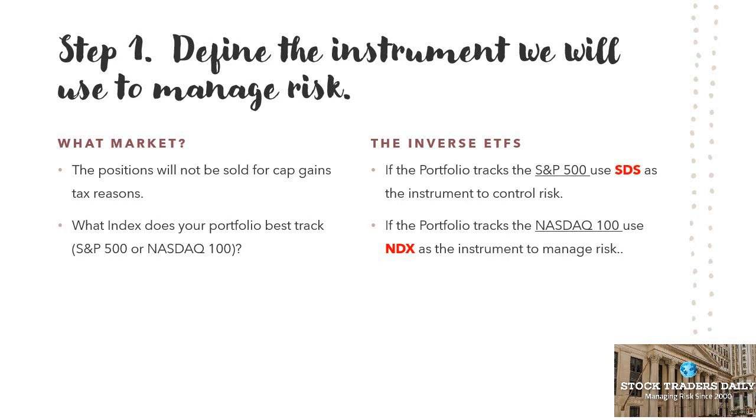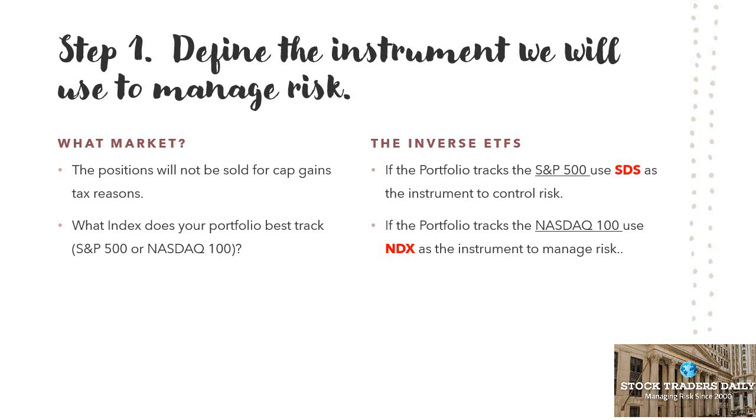There are two things that need to happen. The first thing in a taxable account, by the way, let's assume the taxable account is about $1 million, a diversified portfolio, that you can't sell because of the large capital gains tax consequences. We need to look at that portfolio and determine what market it tracks. Does it track the S&P 500, the NASDAQ 100, the Russell 2000, the Dow Jones Industrial Average? Figure out which one it tracks, and then use the double inverse ETF for that market to protect market risk.